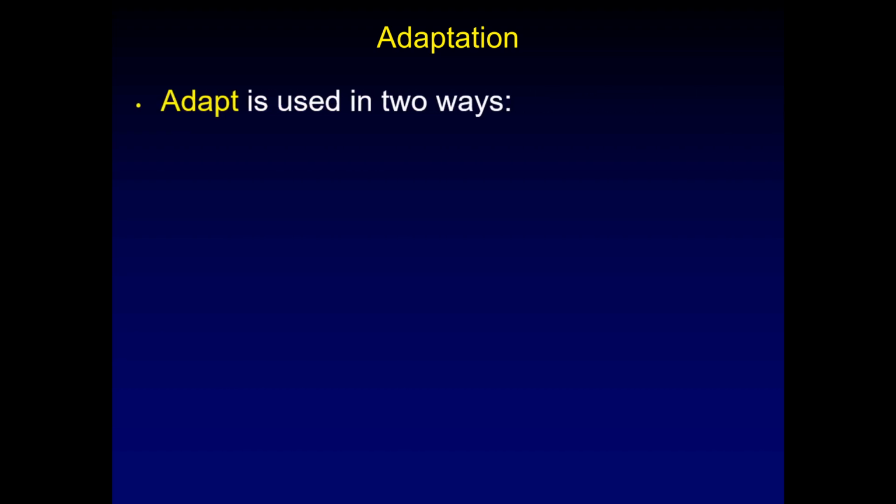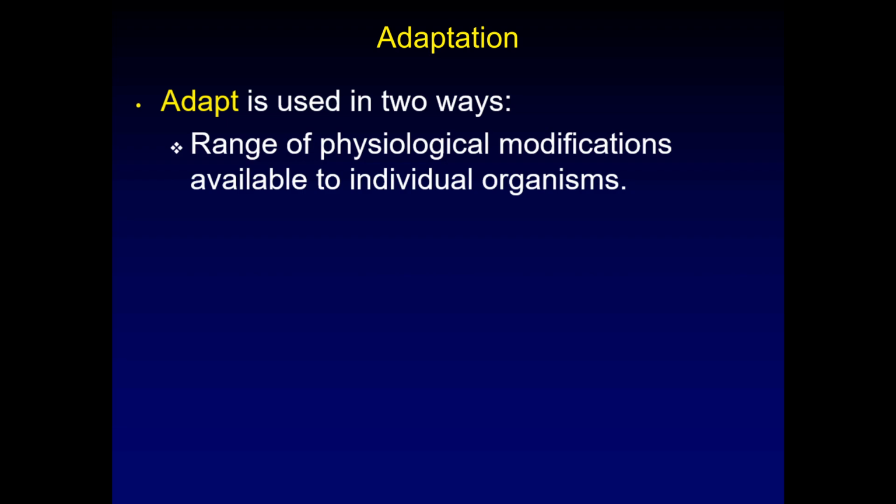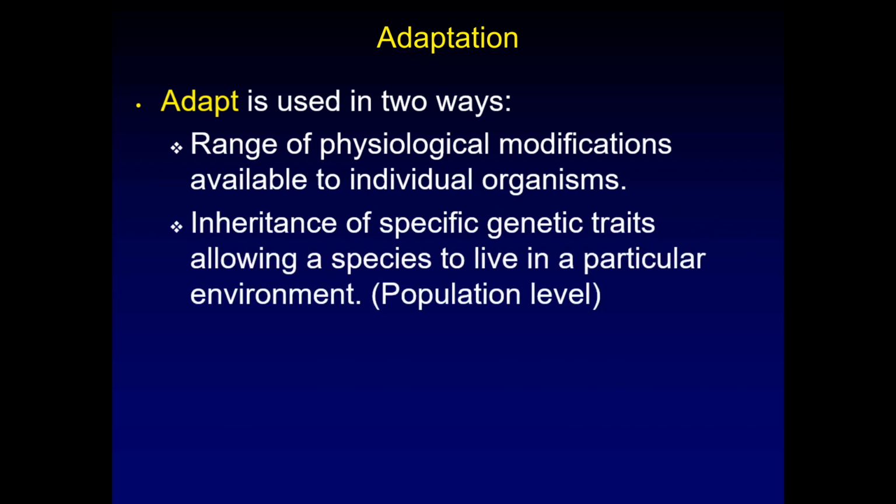So adaptations adapt in two useful ways. First, a range of physiological modifications that are available to individual organisms. And then, inheritance of specific genetic traits allowing a species to live in a particular environment at the population level. Inheritance is important. It doesn't do you any good to have a specific adaptation that allows you to thrive in your environment if you're not able to pass that on to offspring.